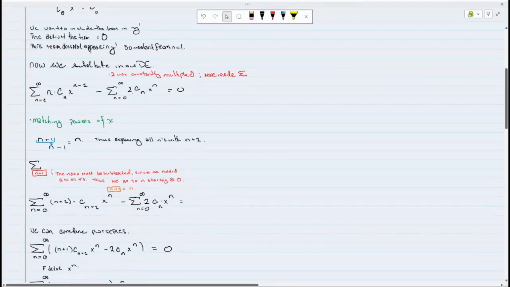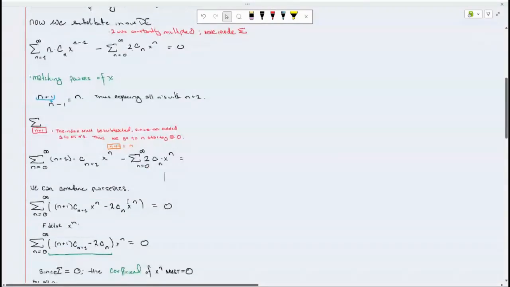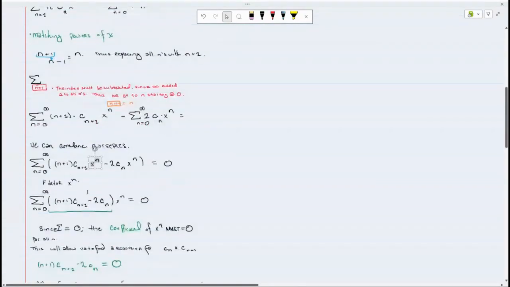And we also have to take note of our index. Since we shifted it by 1, we have to move the index back by 1. And so now the indexes are both 0, and the power on these x's both match. And we can combine the power series since we know how to do that. And we can also factor out this x to the n term out of the series. And we're going to go ahead and be left with this.